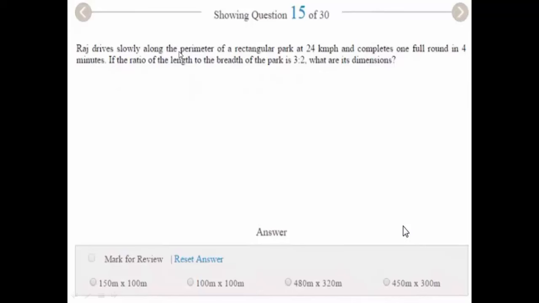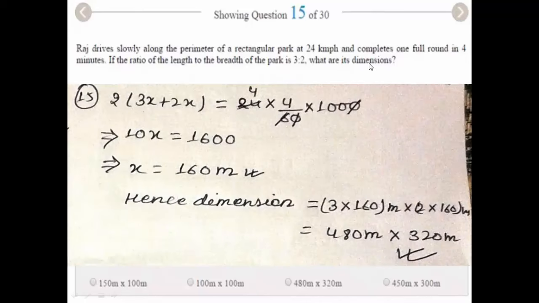Raj drives slowly along the perimeter of the rectangular park at 24 km per hour and completes one full round in 4 minutes. If the ratio of the length to the breadth of the park is 3:2, what is the dimension? This is the solution.